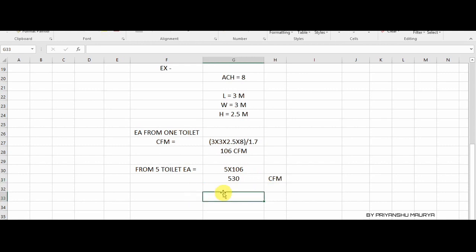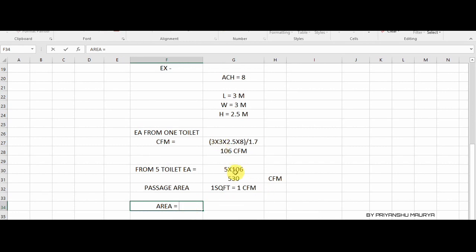Now, we have the passage area also. So for passage area, 1 square feet is equal to 1 CFM. So let's find out the passage area first. So here we have that total CFM. Let me make it bold. So the passage area is here.